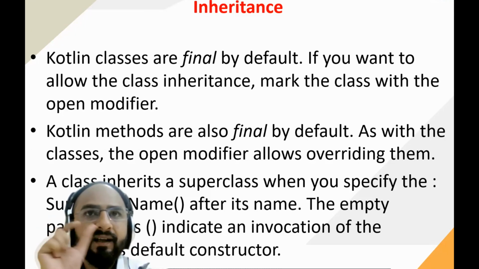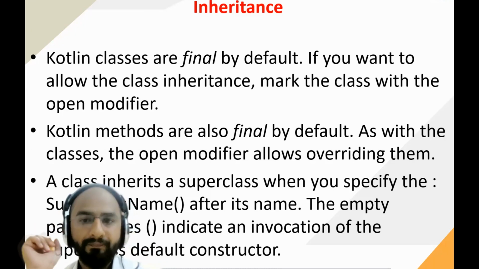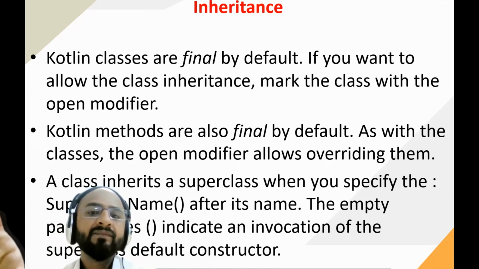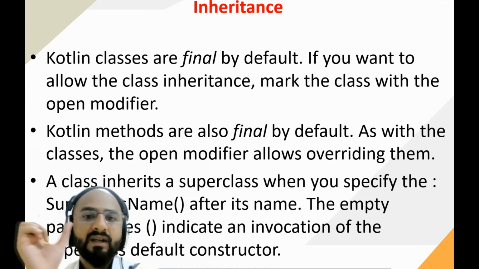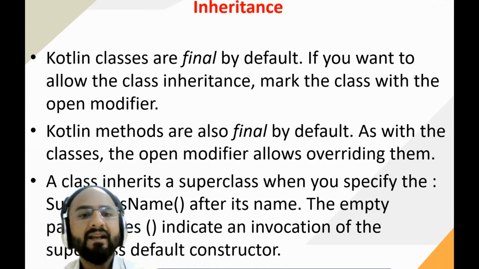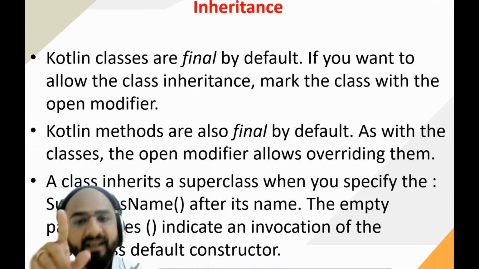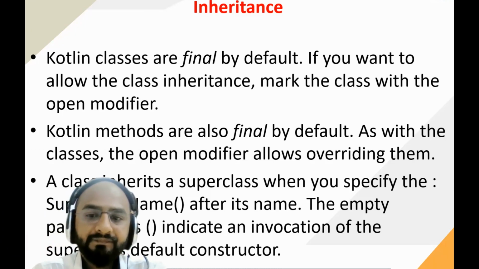So for example, you are creating a tree class. This tree class will be a final class by default. If you are creating a pen class, the pen class will be a final class by default. If you are creating university as a class, the university class will be a final class by default. If you want to allow class inheritance, mark that class with the open modifier.